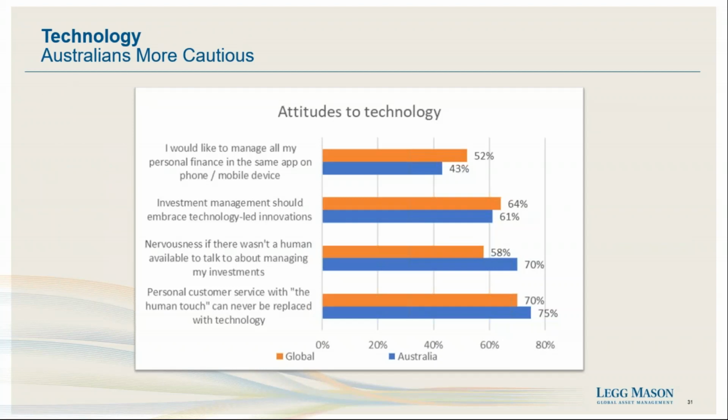If you look at the next slide, this contrasts Australia to a more global context. The last 2 points really speak to people matter, particularly from an Australian viewpoint. So nervousness if there wasn't a human available to talk to about managing my investments: 70% of respondents, remembering this is 1,000 in Australia. And personal touch service with the human touch can never be replaced with technology: a 75% response rate. So very, very strong in the view that this is a human process.